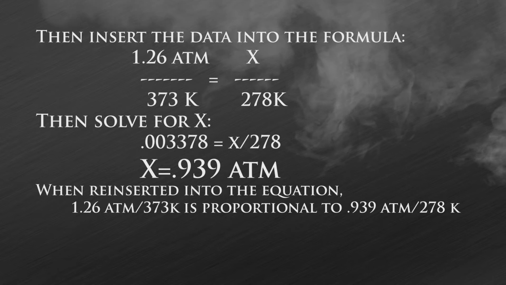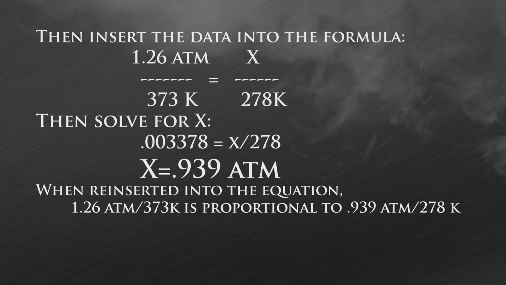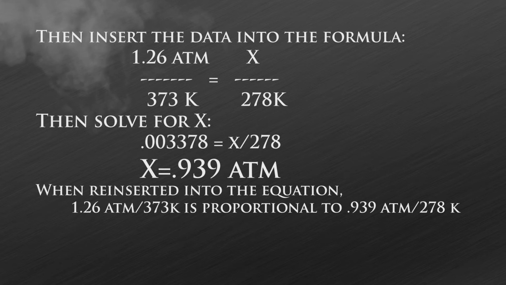0.003378 equals x over 278. x equals 0.939 atmospheres. When reinserted into the equation, 1.26 atmospheres over 373 Kelvin is proportional to 0.939 atmospheres over 278 Kelvin.